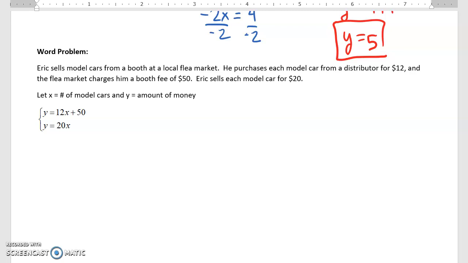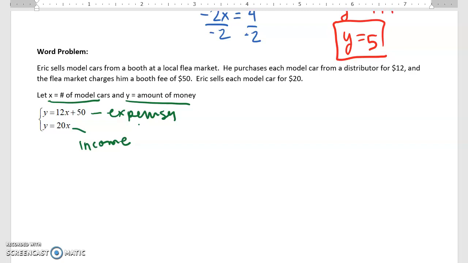So this was the system we came up with. X was the number of model cars, Y was his money, Y equals 12x plus 50, those were his expenses, and Y equals 20x, that was his income. And we were able to estimate, again, where Eric's break-even point is, which is what we're going to get out of this, except for now we're going to get his exact break-even point. We don't need to estimate.